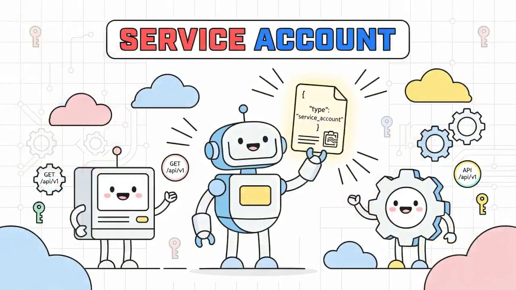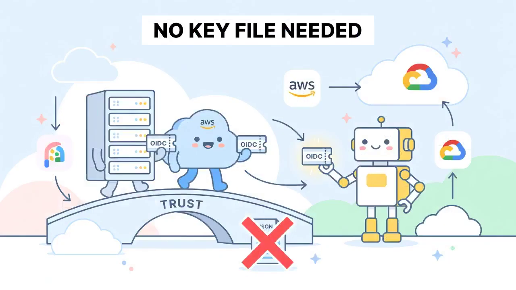Second, service accounts. These are not humans. They are machine identities, robot workers acting on behalf of applications, VMs, and automated jobs. Managed service accounts run quietly in the background with no key required. User-managed ones can be issued a JSON key file, a digital passport the workload presents when it needs to call a Google Cloud API.